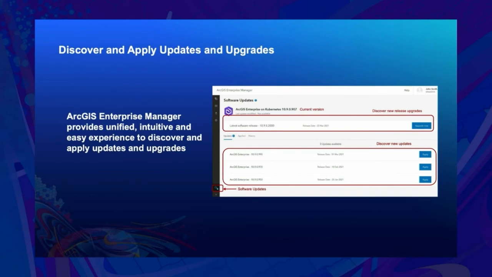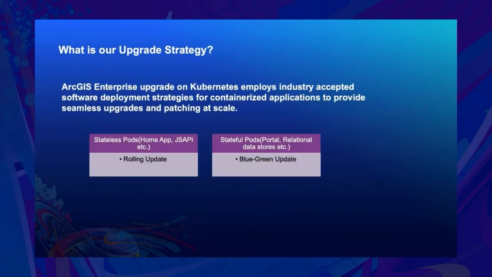In the software page in Enterprise Manager, you can see the current version of your system, and discover new releases and patches or updates once they are available to you. You can also use this interface to apply patches and upgrade your system to the next release. Enterprise leverages the following upgrade strategies: rolling update and blue-green update.